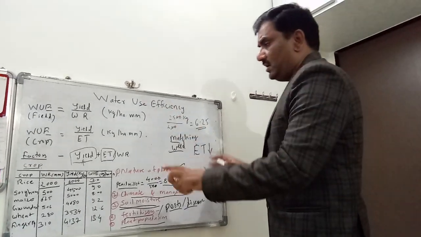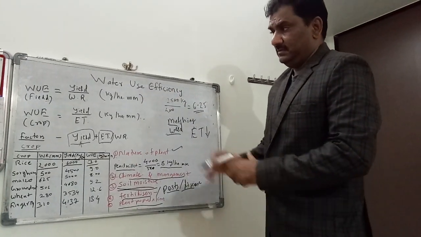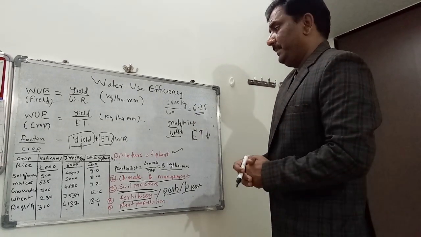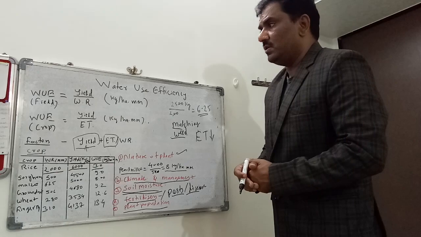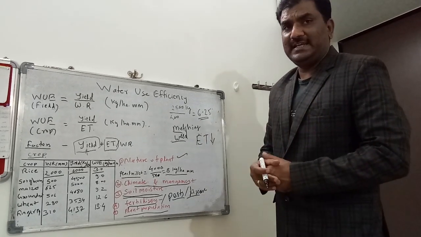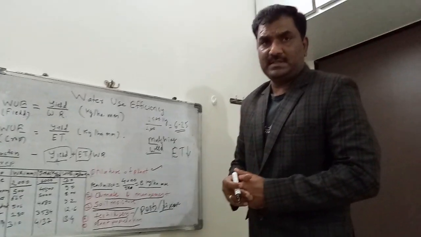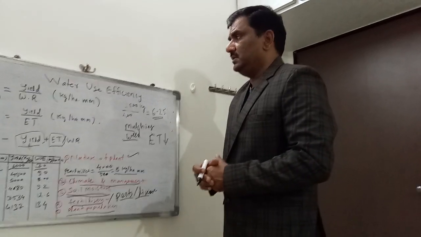So in short, C4 plants have a better water efficiency. Also, those factors which reduce ET are going to increase the water efficiency, and those factors which increase the yield will increase the water efficiency. So this is all about water efficiency.